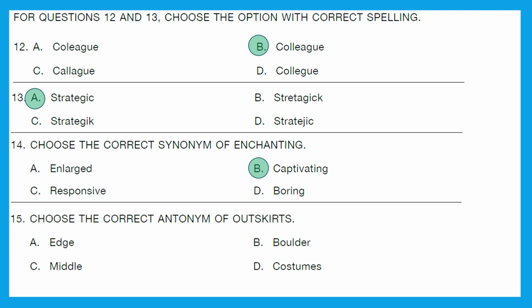Question 15. Choose the correct antonym of outskirts. Antonym means opposite word, and outskirts means outer area of a city or town. Now, if something is at the outer area, then the opposite would be middle. Option C is the right answer.